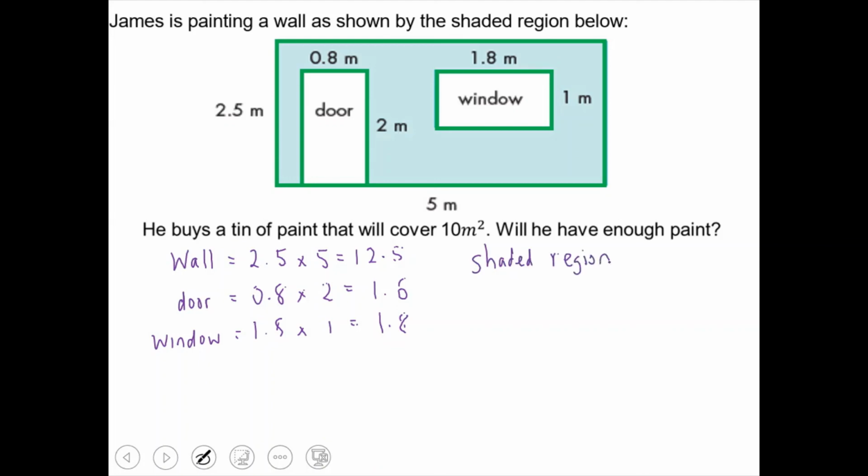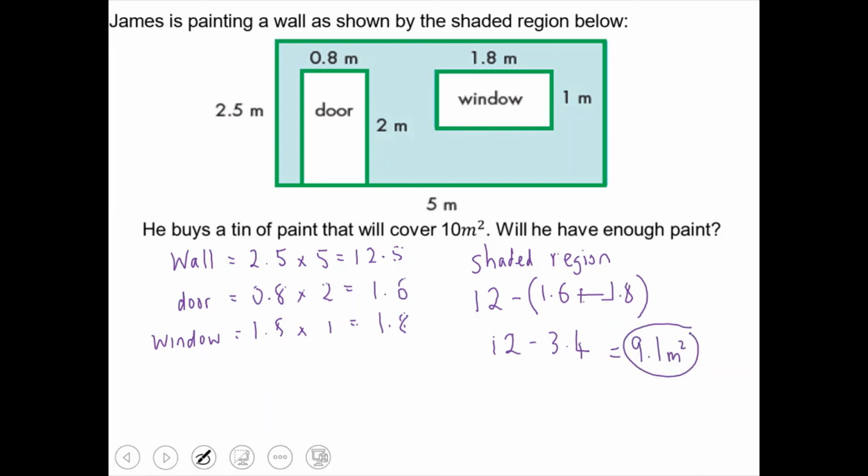So we know the big wall is 12.5, and we have to take away both the window and the door. So I'm just going to put in brackets, take away 1.6, which is the door, and 1.8, which is the window. So in other words, 12.5 take away 3.4, and that equals 9.1 meters squared.